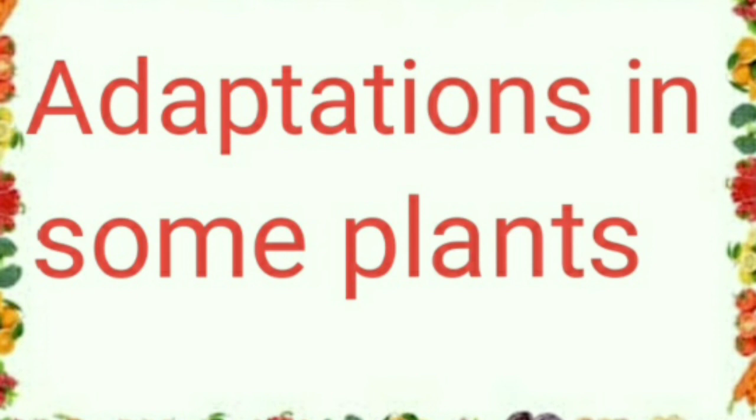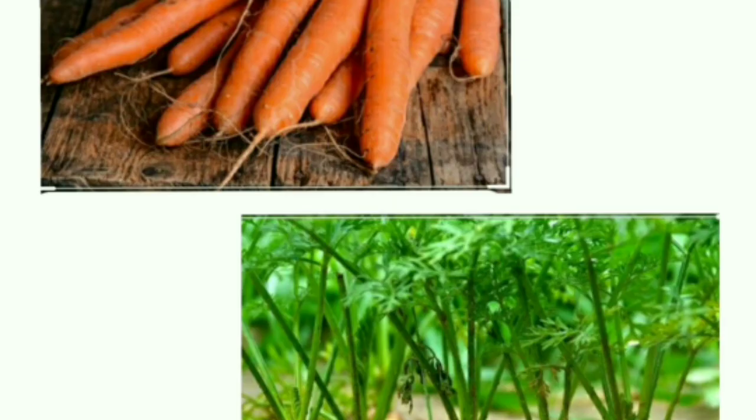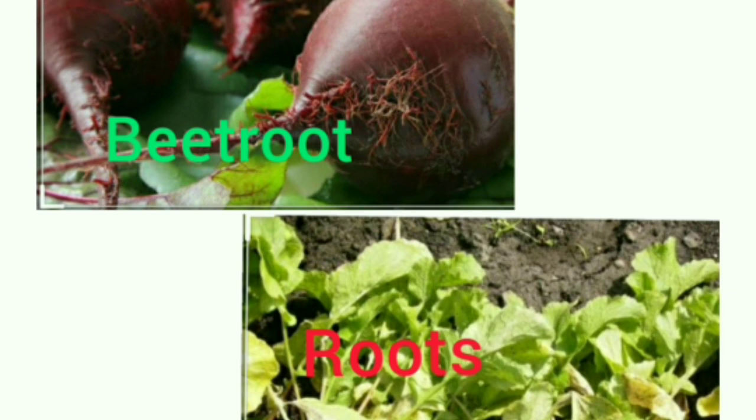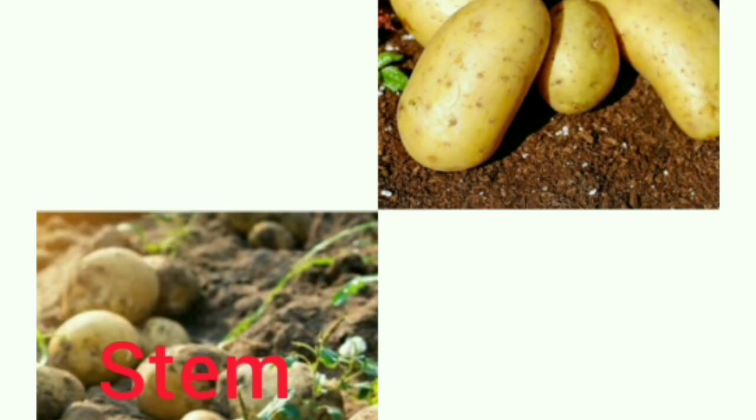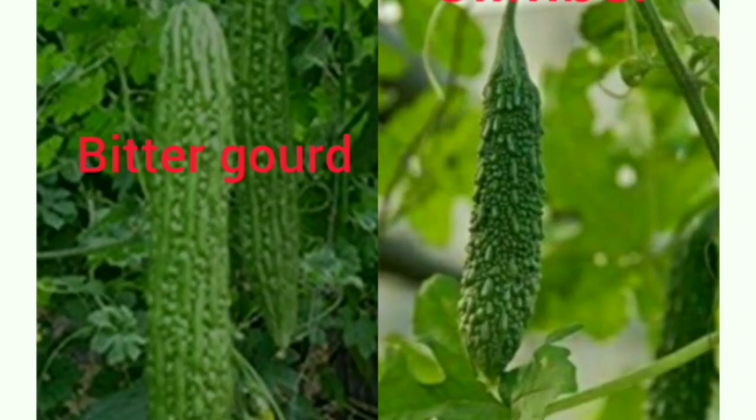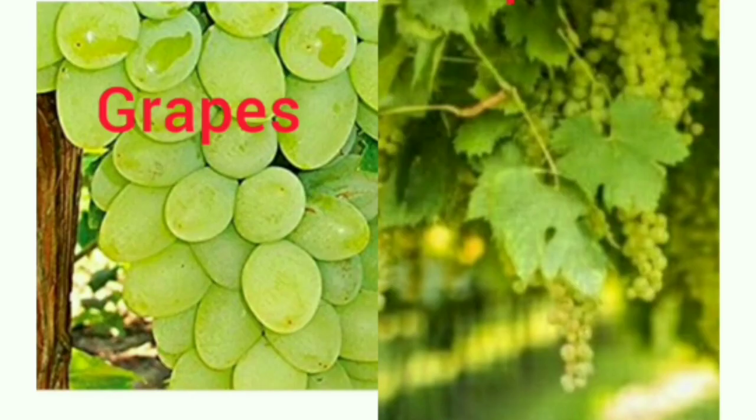Dear children, let us study adaptations in some plants. For example, carrots and beetroots are roots. There is adaptation. Also, in elephant foot yam, that means suran, as well as potato, the edible part is the stem. As well as in bitter gourd and grapes, the grapevine and climbers are there. This is the adaptation.